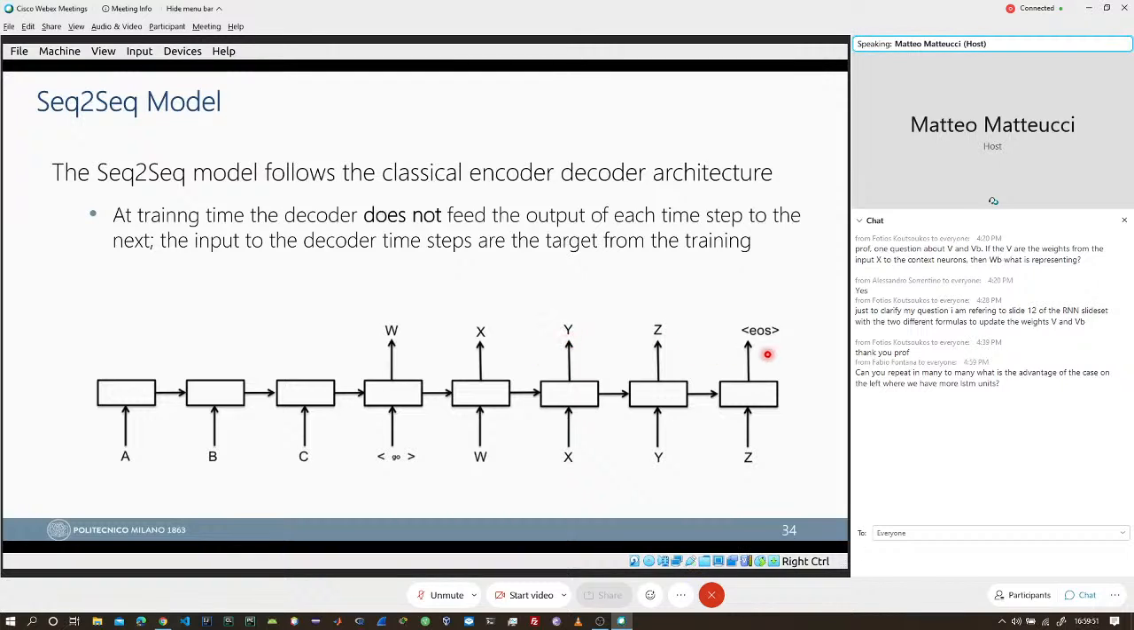You have a special symbol which says when you should stop generating symbols. At training time, what you do is you have the input, then you have a special character which says from now on I will generate text, and then you generate what is the most likely word or symbol given the sequence of symbols which come before it.